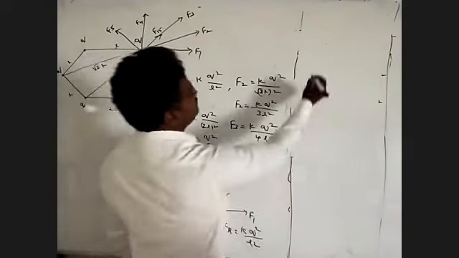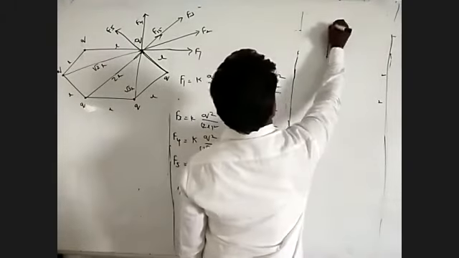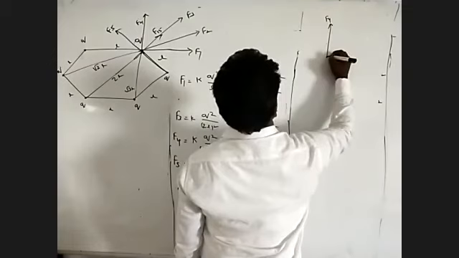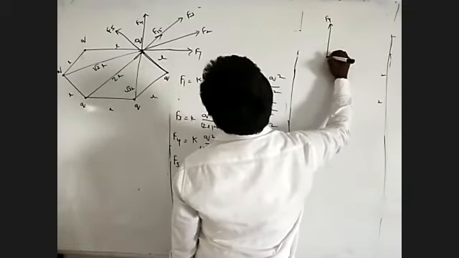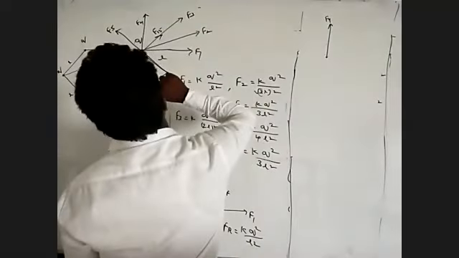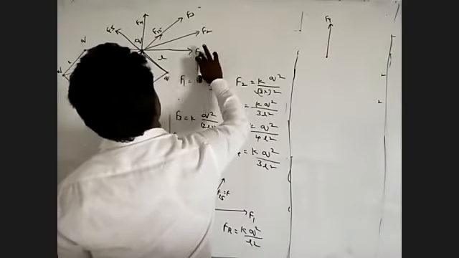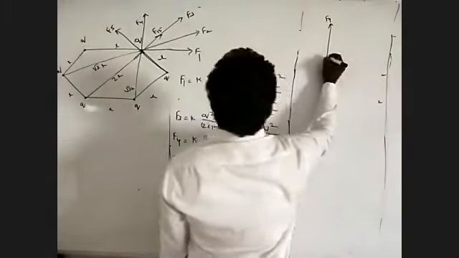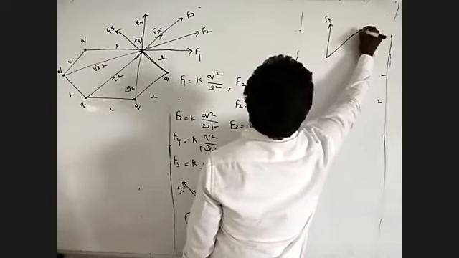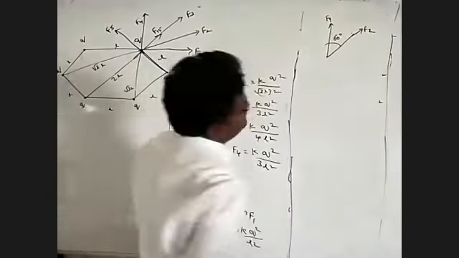Next, I'm taking F4, F5 and F2. This is O1, and F2, F4. This is F2. The angle between the two forces is 60 degrees.